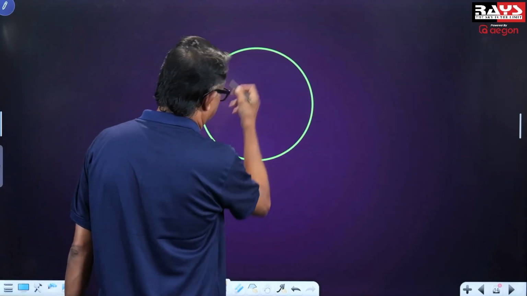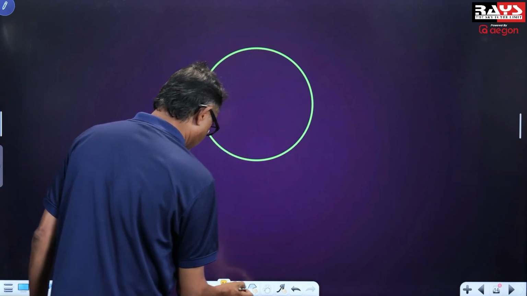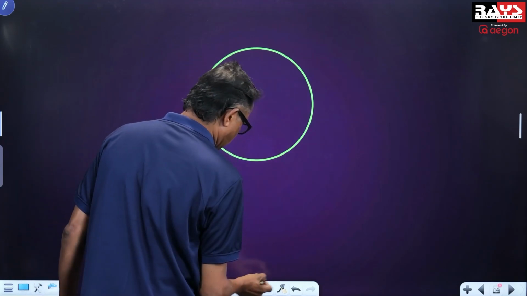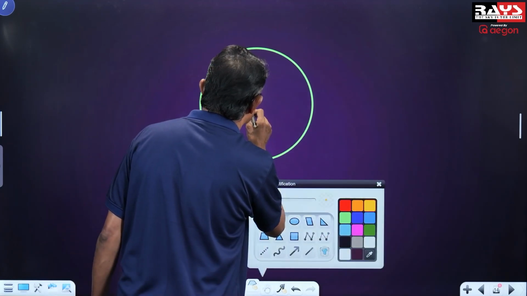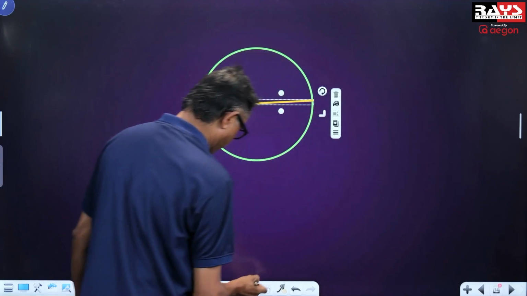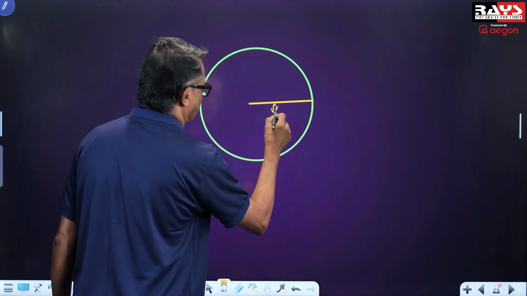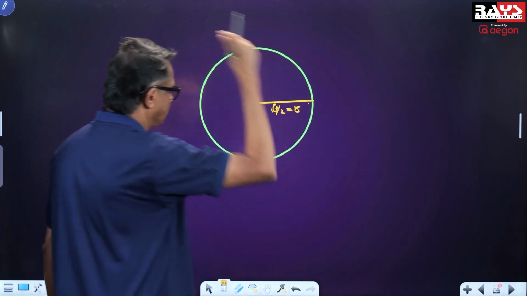So when you consider this circle, the radius of the circle is root 3 by 2. So this is the center. Suppose this is root 3 by 2. This is the radius of the circle.